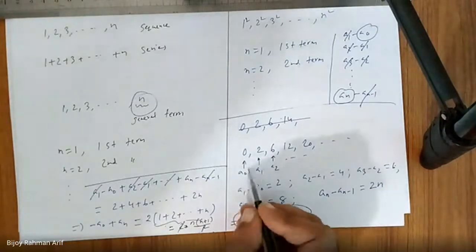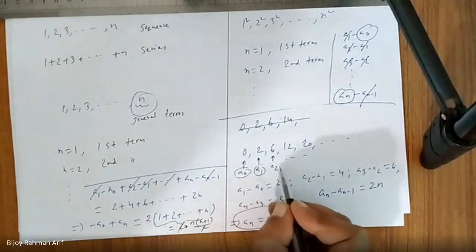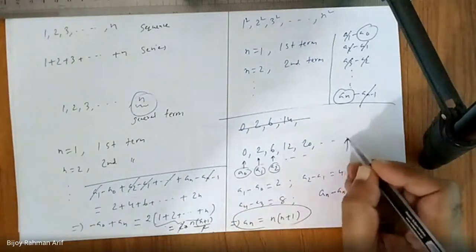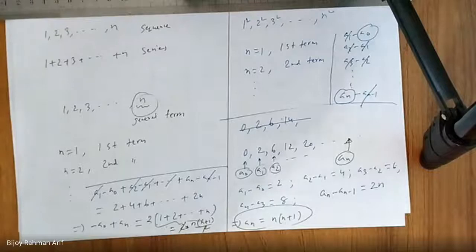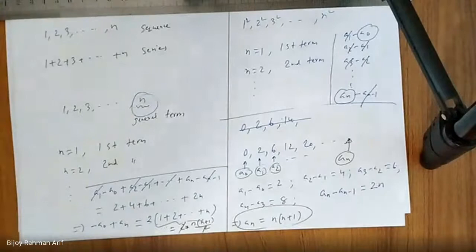Because we consider this one is A naught, this one is A1, this is A2. So this way, if we continue, An is the general term. Did you get it? Yes, sir. So that's it. Do you have any query? Any query, guys? No, sir. So do you have any problem to solve? Otherwise, I'm leaving today.